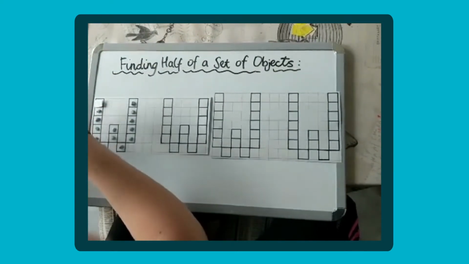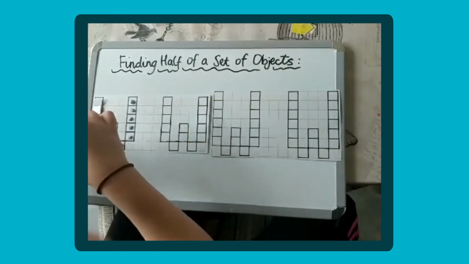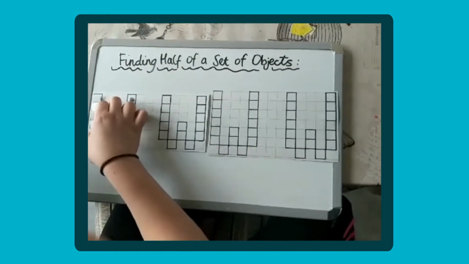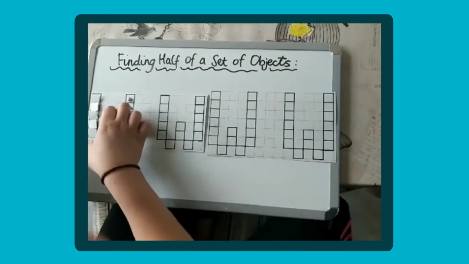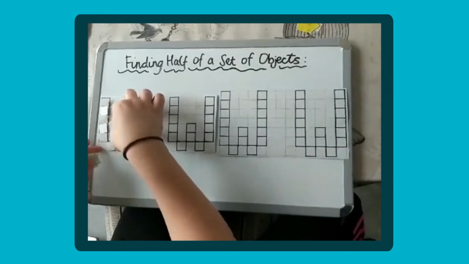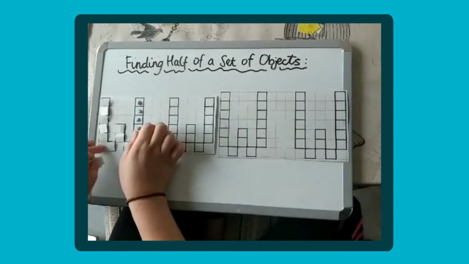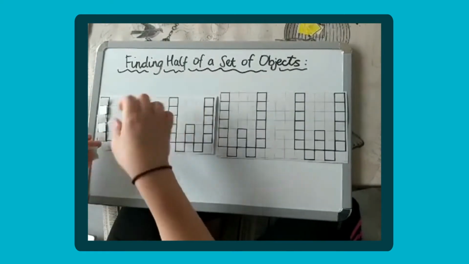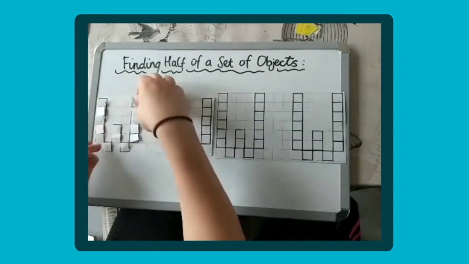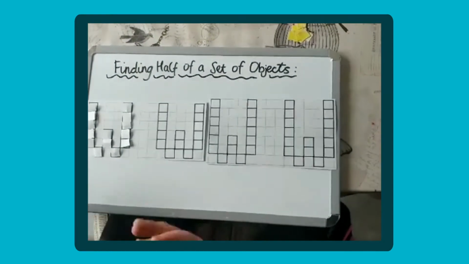So 1, 2, 3, 4, 5, 6, 7, 8, 9, 10, 11, 12, 13, and 14. So we know that 14 is an even number. We could talk about the fact that 14 appears in the 2 times table.